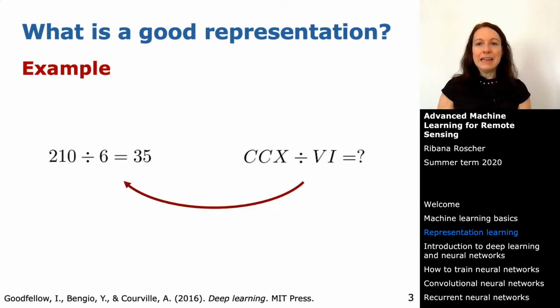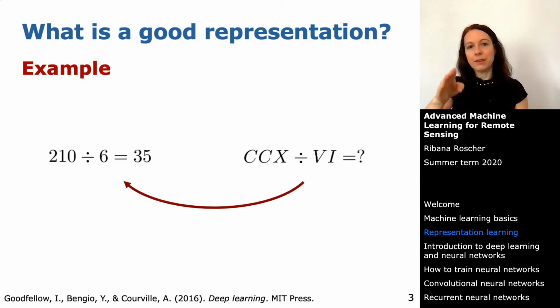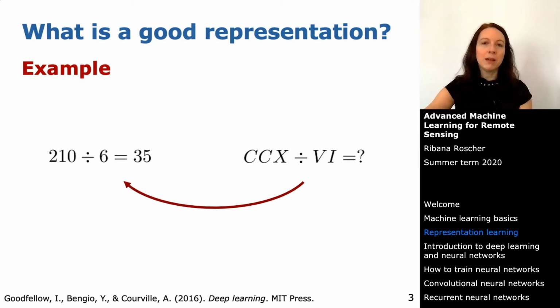So what you do in your head is you change the representation to one which is most suitable to solve the task. And this is exactly what you also do in machine learning. You want to have a representation which is suitable for your task. In this example, you change from this Roman numeral representation to this Arabic numeral representation. Then you can solve this task by long division. You learned this in school, and now this task is easy to solve.